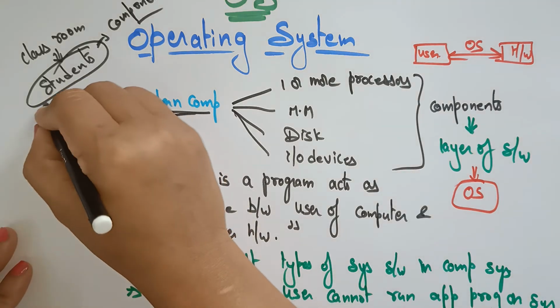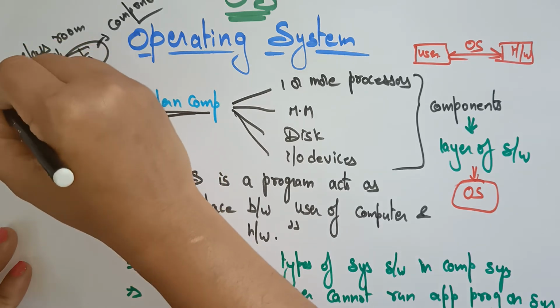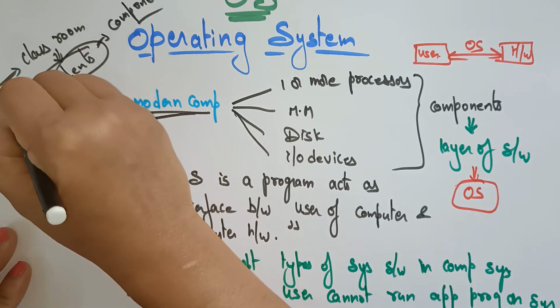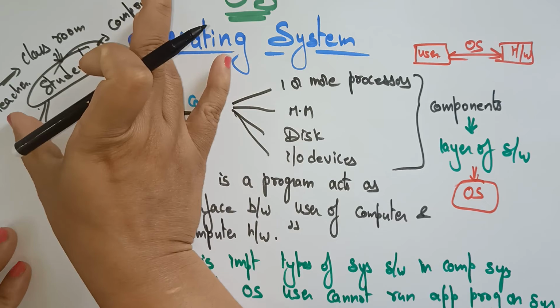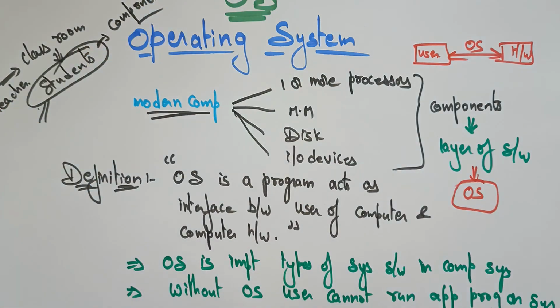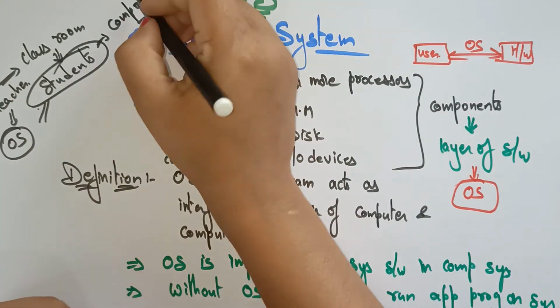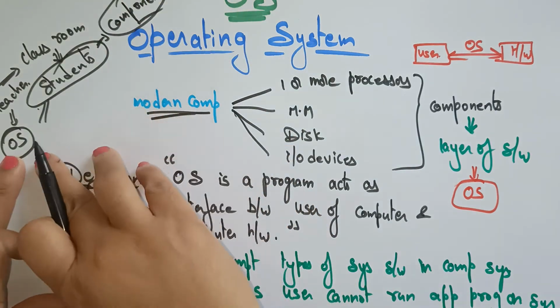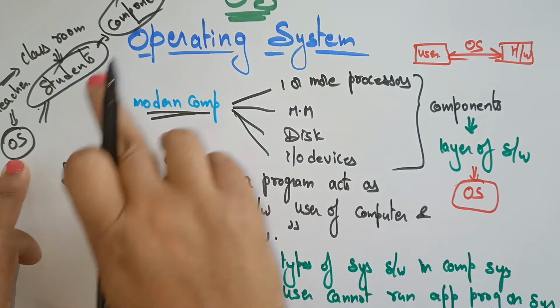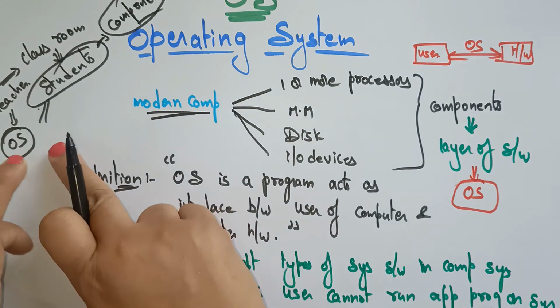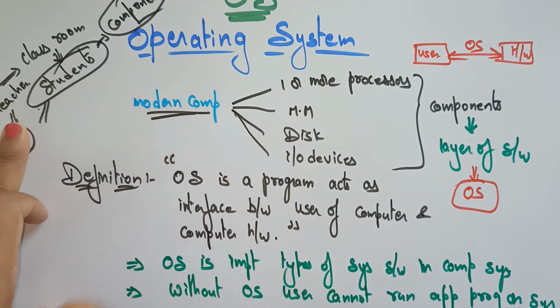Whenever the teacher enters the classroom, the students are maintained in a disciplined manner. Right? So what is the teacher doing here? Let's take the teacher as the OS and the students as the components. The operating system is managing the components. In the same way, the teacher is managing the students.